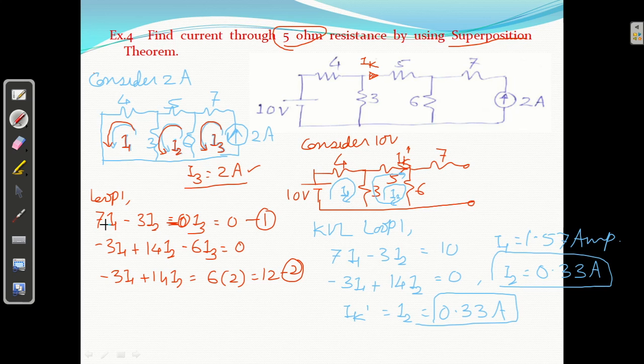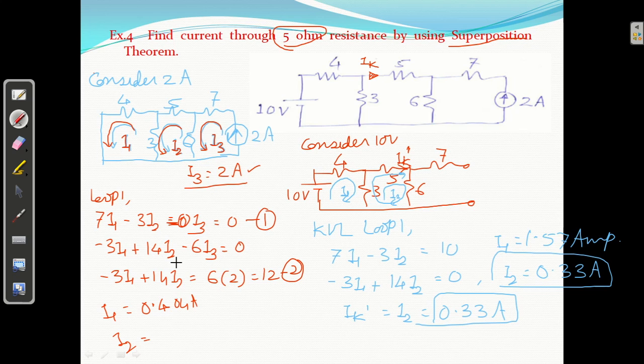A1 equal to 7, B1 minus 3, C1 0. A2 minus 3, B2 14, C2 12. Equal: I1 equal to 0.4 ampere, and I2 is nothing but IK double dash.